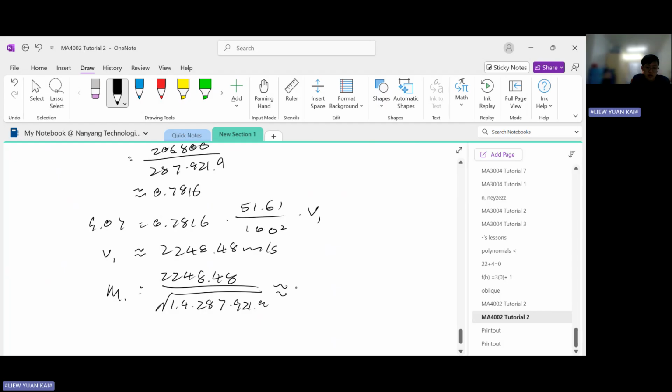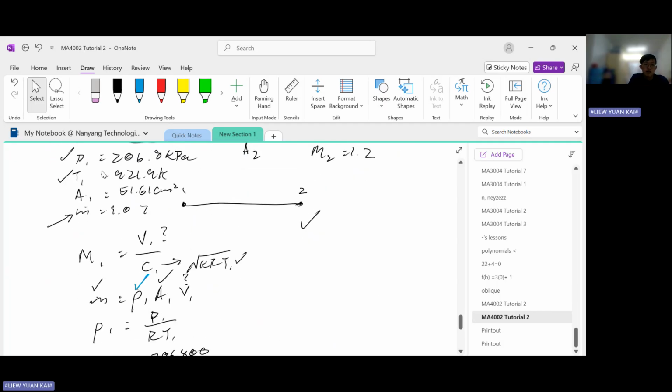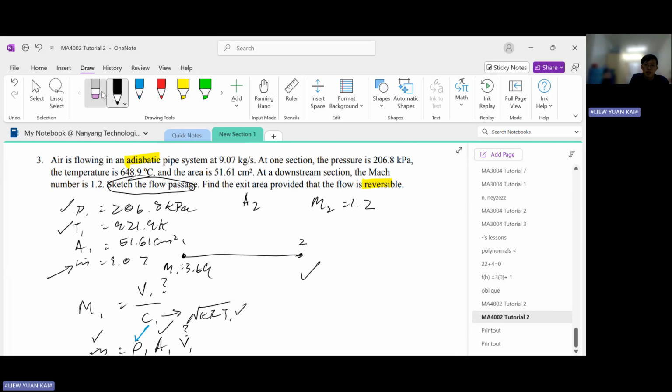You will find that it will become 3.69, which is supersonic because it's above 1. Having found that M1 is equal to 3.69, we can identify what kind of flow this is. So what I mean is this. You take a look at the two endpoints. This is 3.69, but the Mach number here is 1.2. So did it increase or decrease? Here, the Mach number decreased. Therefore, you can say that this decelerates. So throughout this flow, there's a deceleration.